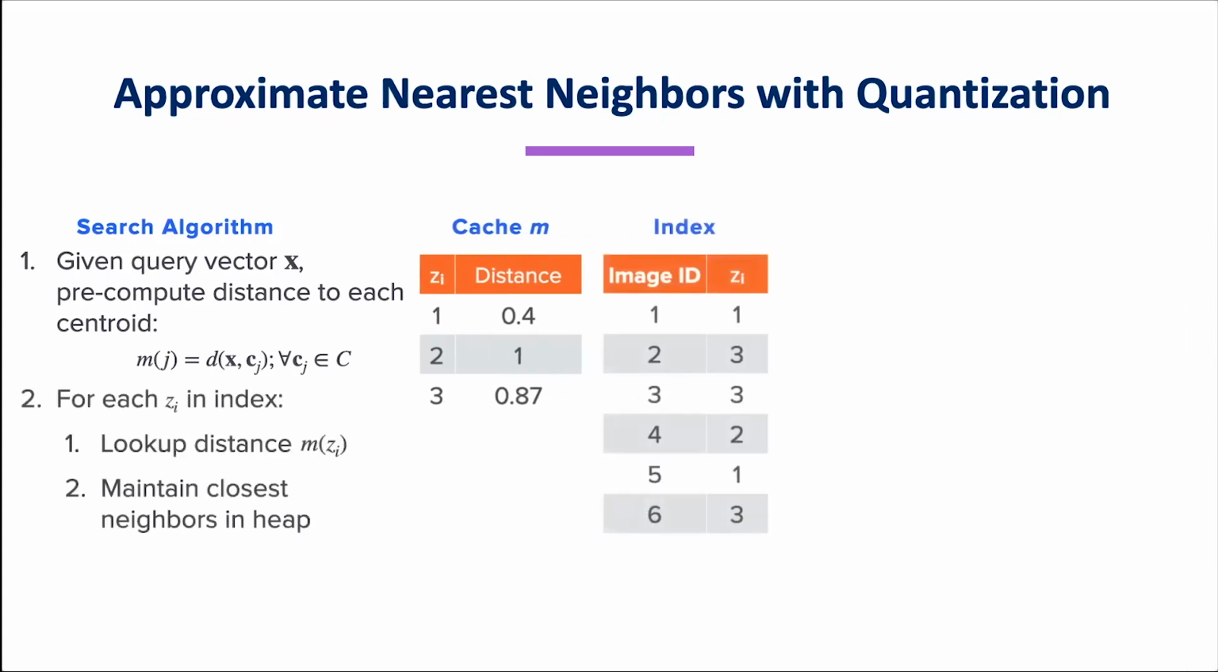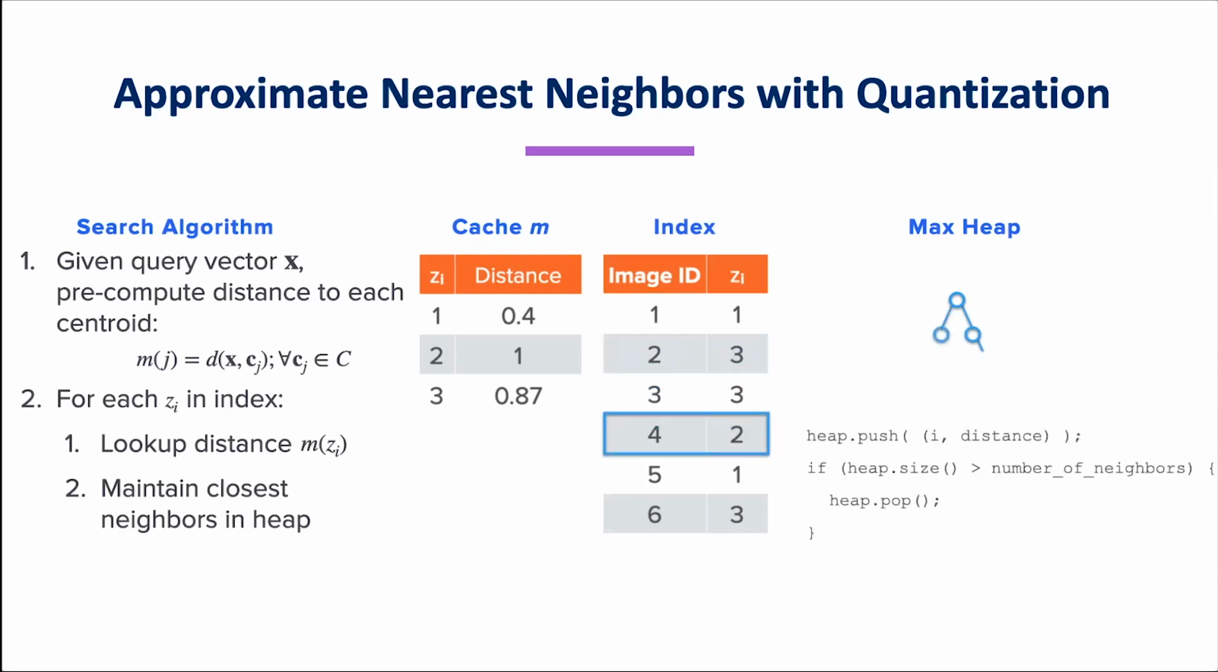And then I go to my index and say, okay, I have all these images in my database, and I want to know which one my query vector x is closest to. So I start with the first one, say, okay, the first image is codebook value 1. I look in my cache, I see that distance is 0.4. I throw it in a max heap. Then I do that again for the next image, all the way through the entire data set. And I keep my max heap at the size k, where k is the number of nearest neighbors I want.